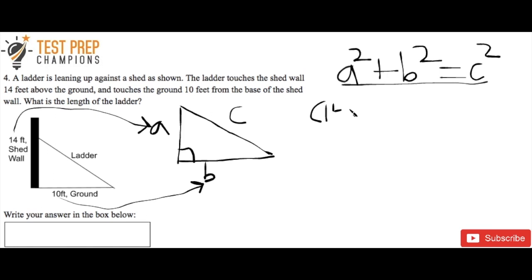So 14, that's equal to a. So we're going to replace a with 14. So we've got 14 squared plus 10 squared, and that's equal to c squared.